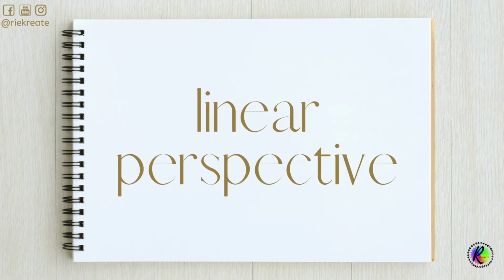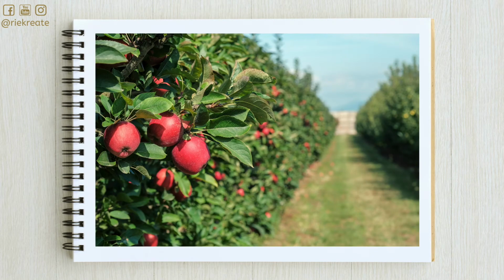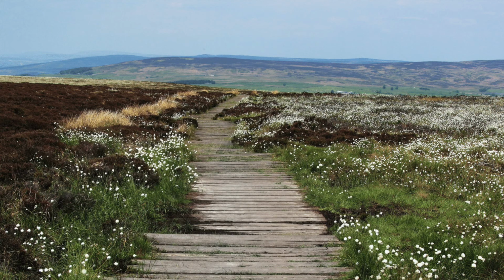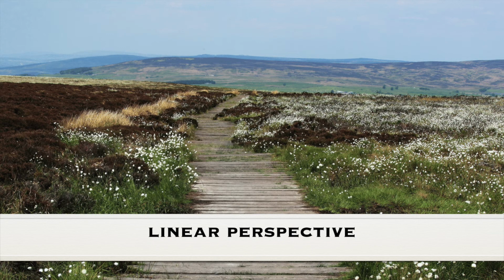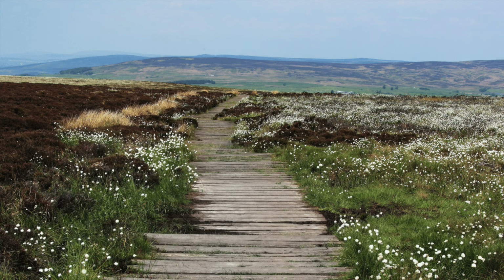Linear perspective. Objects get smaller and closer together the further away they are from the observer, and seem to disappear or vanish at some point. Can you spot an example of linear perspective? Yes, the road seems to narrow or disappear the further away it gets from us. The flowers also get smaller and closer together the further away they are from us.